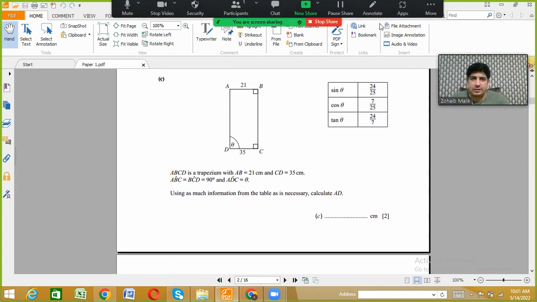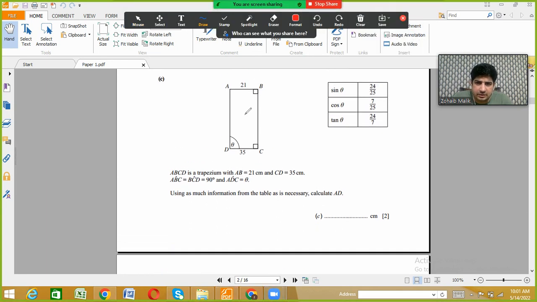So here we can see a diagram. It looks like a rectangle, but it's not a rectangle. They have said ABCD is a trapezium, so it means this angle won't be 90 degrees. This is something else. So ABCD is a trapezium.